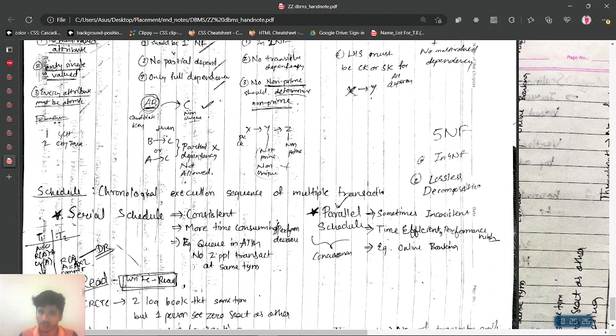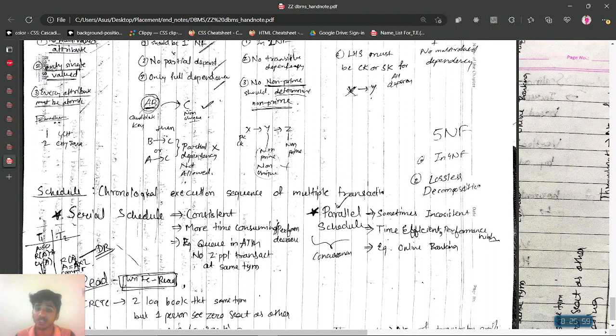It has its advantages and disadvantages. The main advantage of serial schedule is that it is consistent, as one process happens after another, but in case of parallel it is sometimes inconsistent. There can be a loss. Serial schedule is also more time consuming, as a transaction may take a large amount of time due to cases like deadlock.